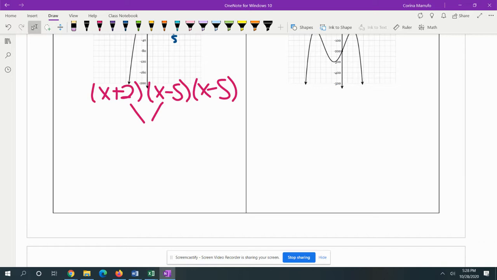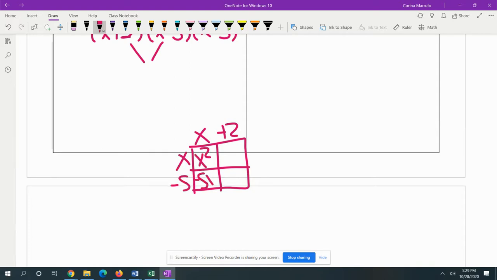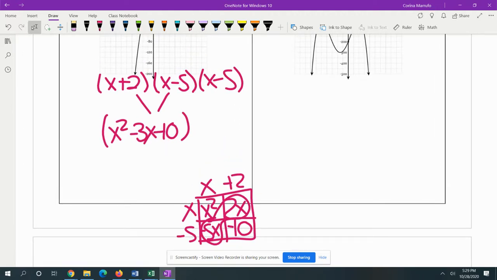So when I multiply them, I'm going to go ahead and make a box down here. Oh, sorry. It's x plus 2 and x minus 5. So x times x is x squared, negative 5 times x is negative 5x, 2 times x is 2x, and 2 times negative 5 is negative 10. Okay, so when I multiply those two, it ends up giving me x squared. Negative 5x plus 2x gives us negative 3x minus 10. And so we still have this minus 5 that we haven't multiplied, x minus 5.